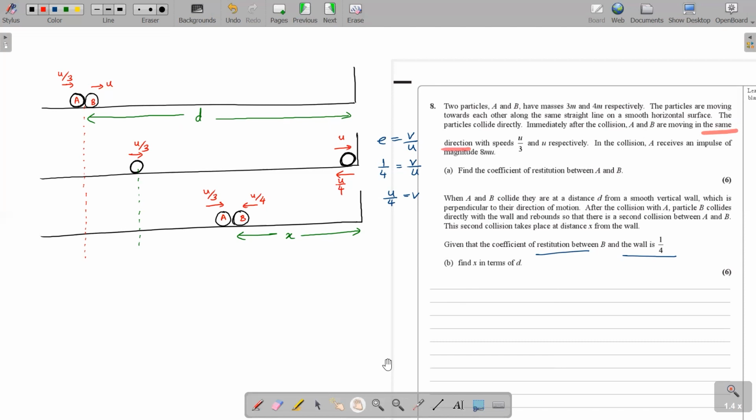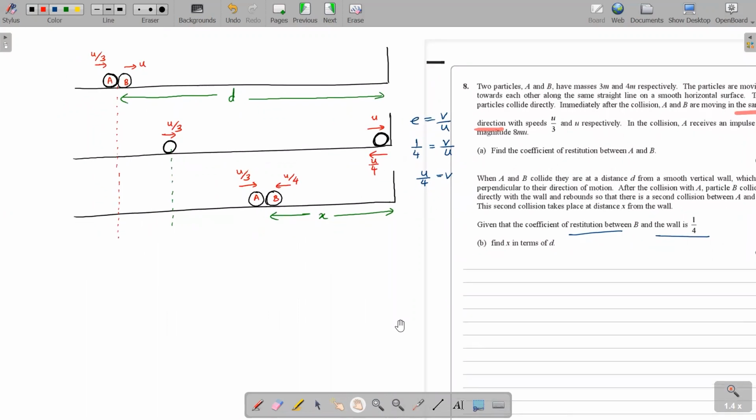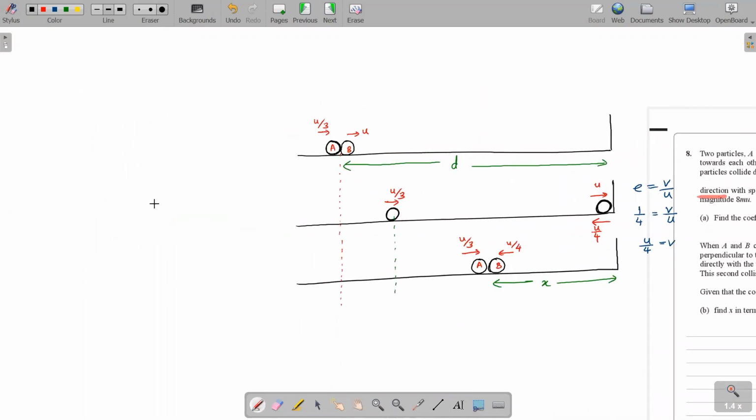Shall we do this methodically? Both are moving with constant velocity, so there's no acceleration and I can use S equals ut. Shall we use S equals ut for A and B at the beginning? For the first diagram, I'm going to use S equals ut for B. How much distance does B travel to hit the wall? It travels a distance D. The speed is U, and let's say the time is T1. T1 is the time taken for particle B to travel a distance D until it hits the wall. Do you agree?